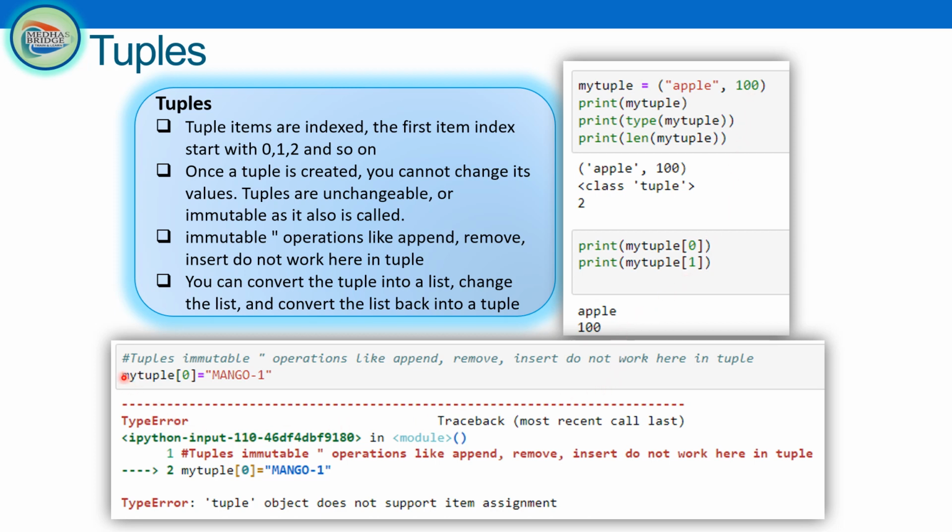Now tuples are immutable. In this example, my tuple index 0 contains apple. If I would like to replace it with mango-1, we cannot get the output. It throws type error. The tuple object does not support item assignment because tuples are immutable.